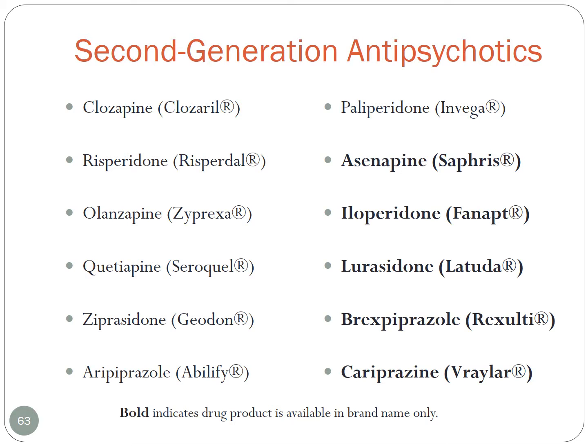Listed here are the second generation antipsychotics. Several of them are newer to the market, and those are the ones that are highlighted in bold, meaning that they're only available as brand name products and there is not yet a generic available on the market.